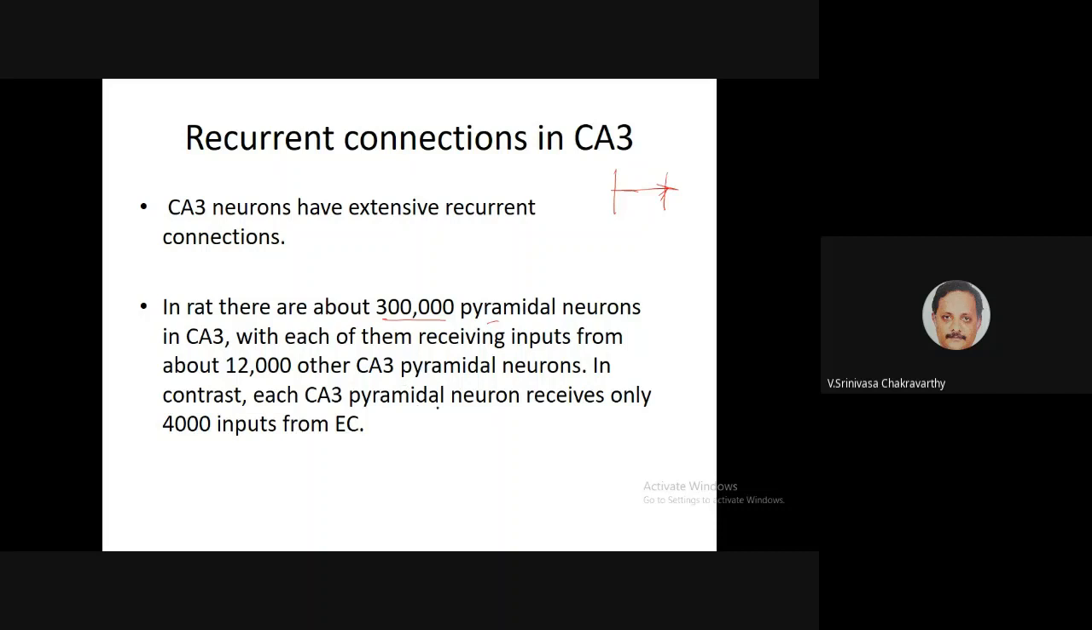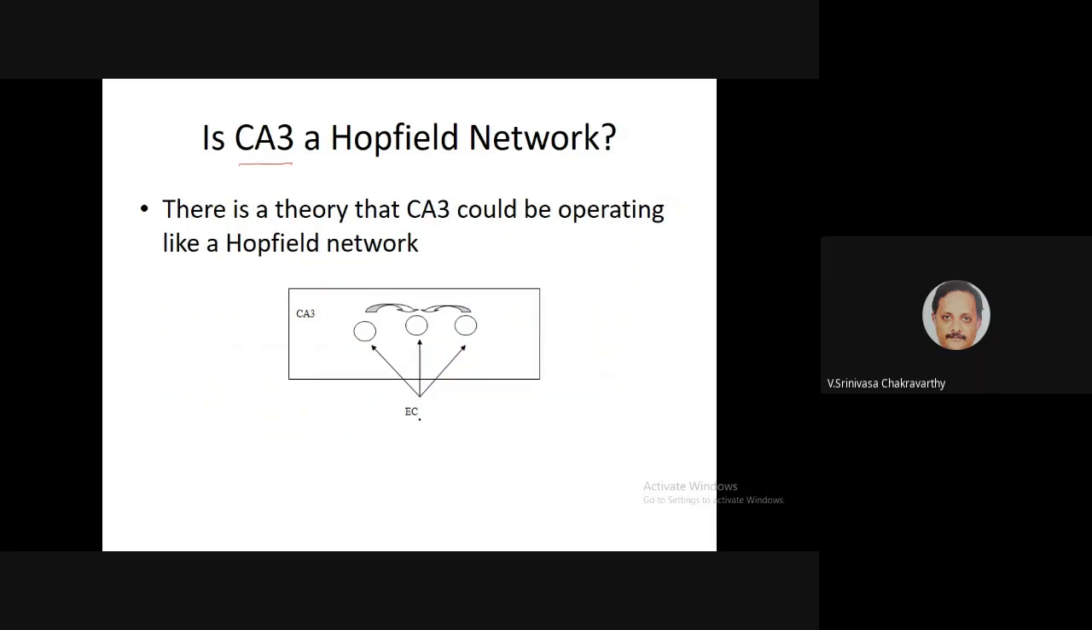Each CA3 pyramidal neuron receives only 4,000 inputs from EC. So a given CA3 pyramidal neuron gets only 4,000 inputs from EC, but it gets 12,000 inputs from other neurons within CA3. So the external input from EC is smaller in number, and the lateral connections are much higher.